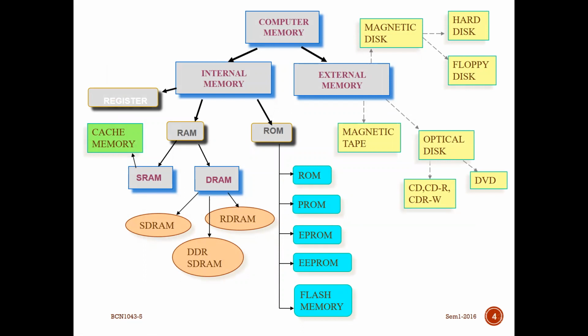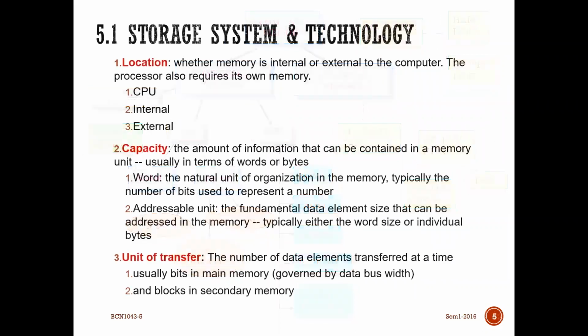In a computer memory, we have internal memory and external memory. In external memory, we have disk, hard disk, floppy disk, magnetic tape, optical disk. Internal memory, we have RAM and ROM. Under ROM, we have ROM, PROM, EPROM, and flash memory. Storage system and technology.